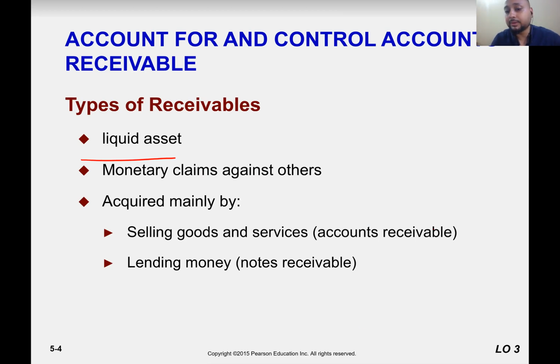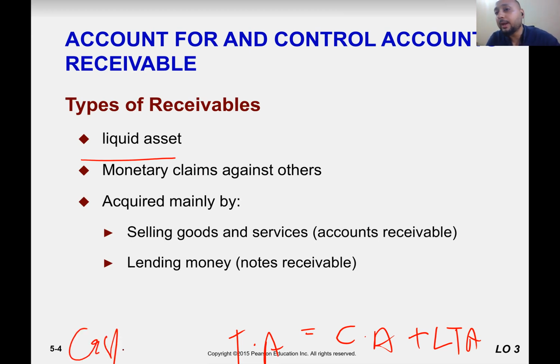We have two types of assets, current assets and long-term assets or fixed assets. Total assets equals current assets plus long-term assets or fixed assets, right? The most liquid asset is cash, and after that we have accounts receivable, because its age is less than 1 year. It is the most liquid asset after cash.